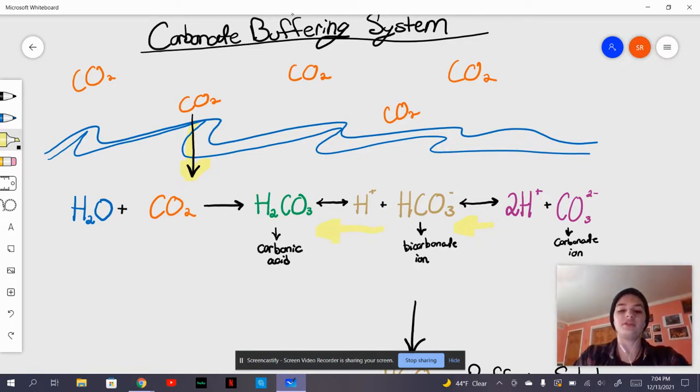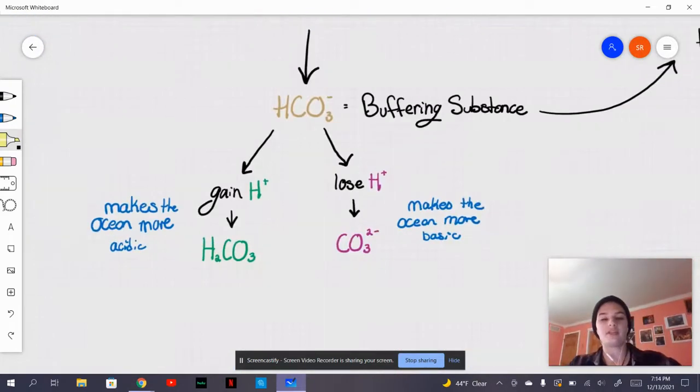In this equation, the bicarbonate ion is the most important piece. That is because it is the buffering substance. This is because bicarbonate ion can either gain a hydrogen ion to become carbonic acid, acting as an acid, or become a base by losing a hydrogen ion and becoming carbonate. In this way, it can regulate the pH by becoming an acid to neutralize an ocean that's too basic, or becoming the base to neutralize the ocean that is too acidic.